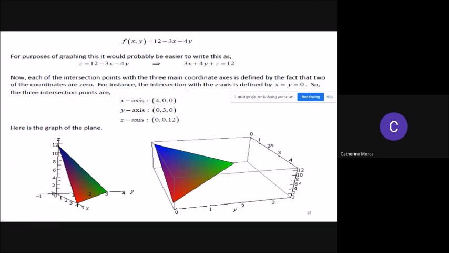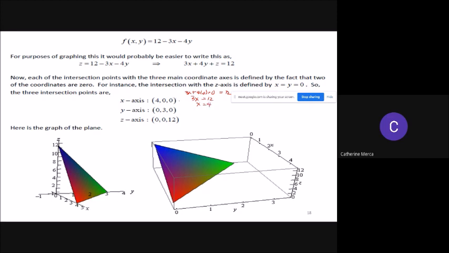Here, when y and z are equal to 0, you will have 3x plus 4 times 0 plus 0 is equal to 12. So you can solve for the value of x. You will have x is equal to 12 divided by 3, so x is 4.